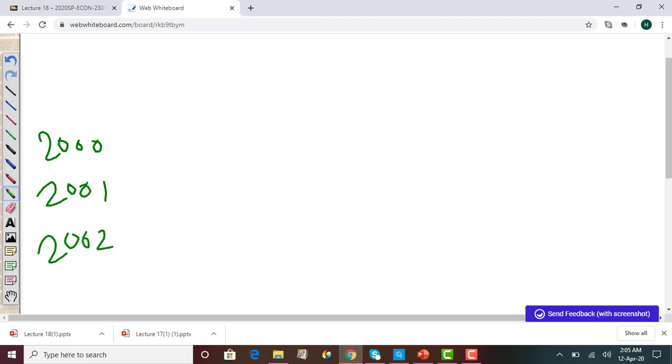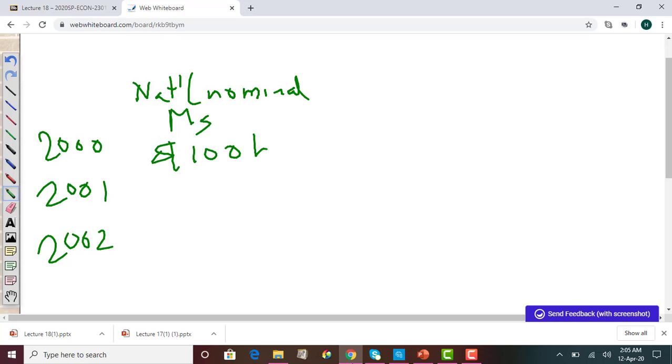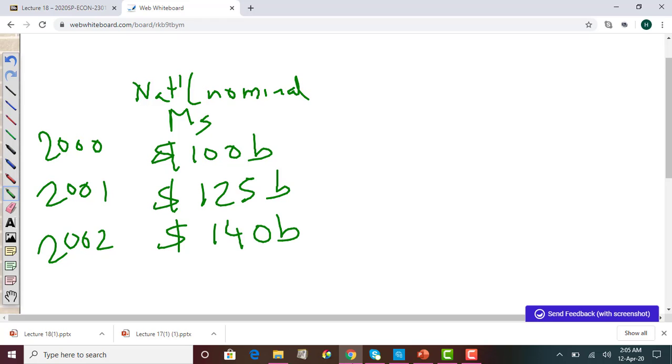Okay, and let's say we are given the nominal money supply. MS means money supply. That's given by, let's say, 100 billion in 2000, 125 billion in 2001, and 140 billion in 2002. Assume this is the base year.